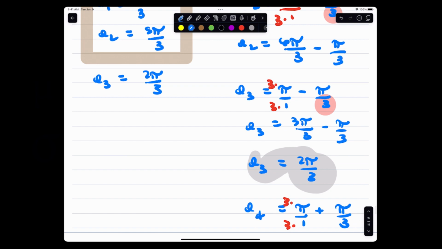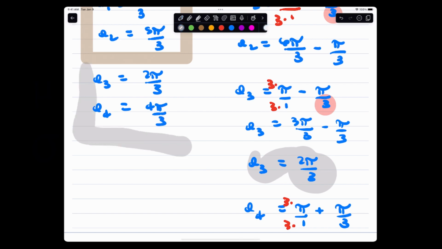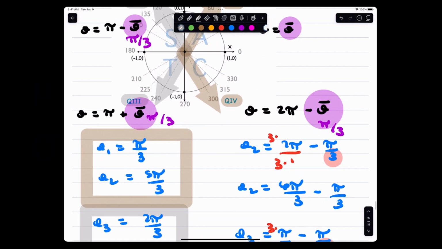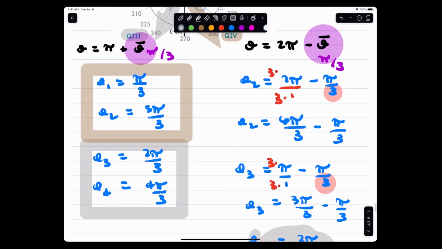So we'll say 4 pi over 3 over here. And ladies and gentlemen, easy peasy, lemon squeezy. This is your 4 solutions here. Okay, 4 solutions.